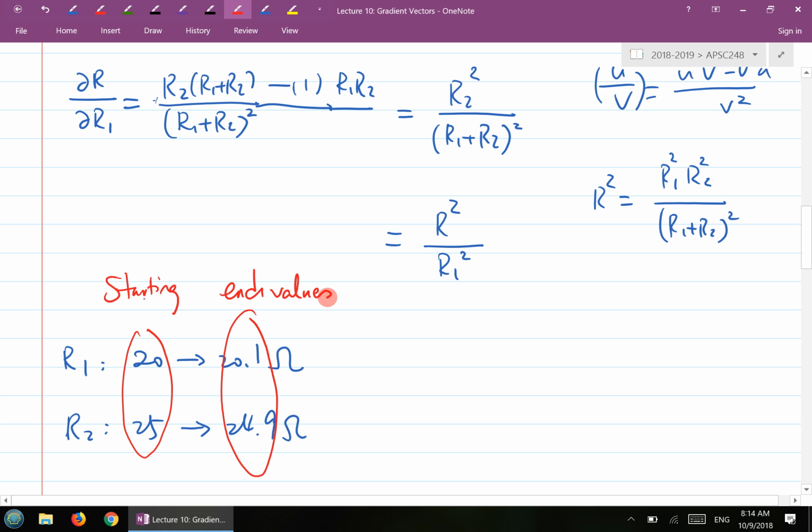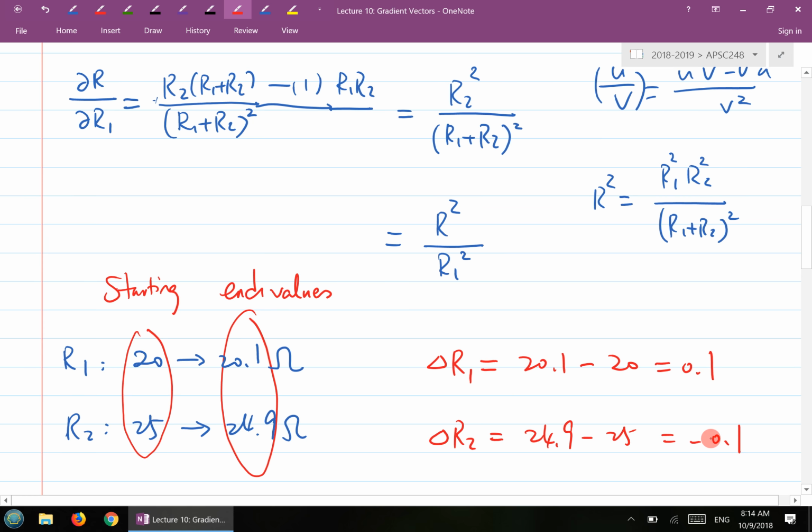Because you need the two pieces of information to calculate your delta change in R1 and R2. So our starting value is 20, and the end is 20.1. You always use the end value minus the starting value. So 20.1 minus 20 is 0.1, and here is 24.9 minus 25, which is negative 0.1. So always use the end value minus the starting value. Okay, so that's the trick here.